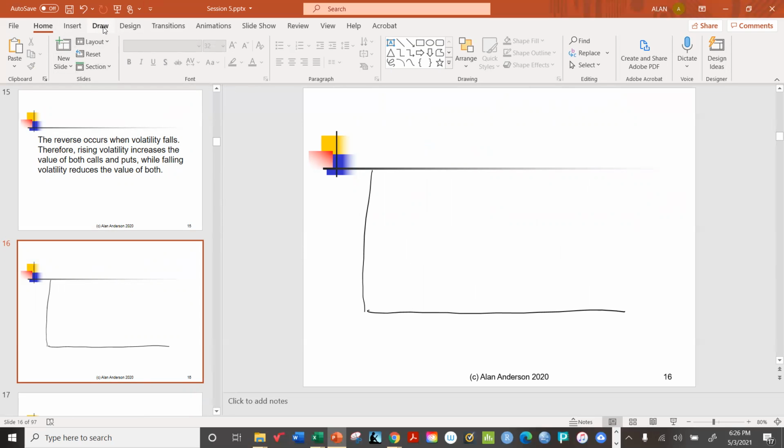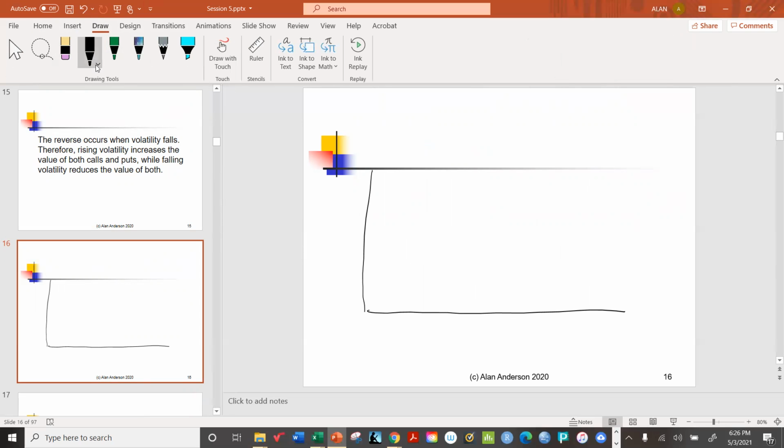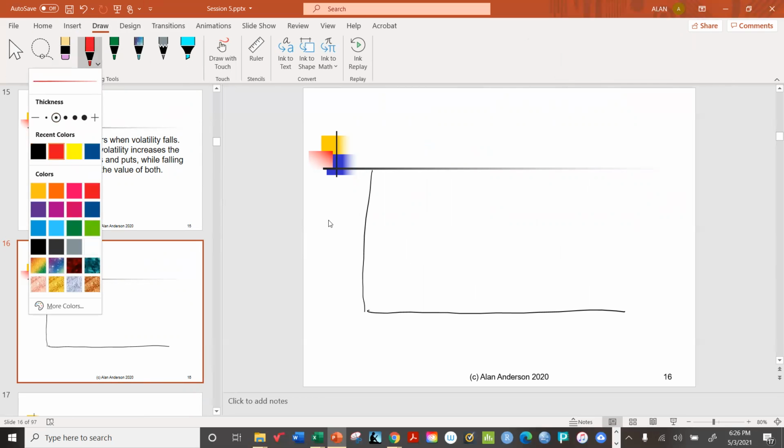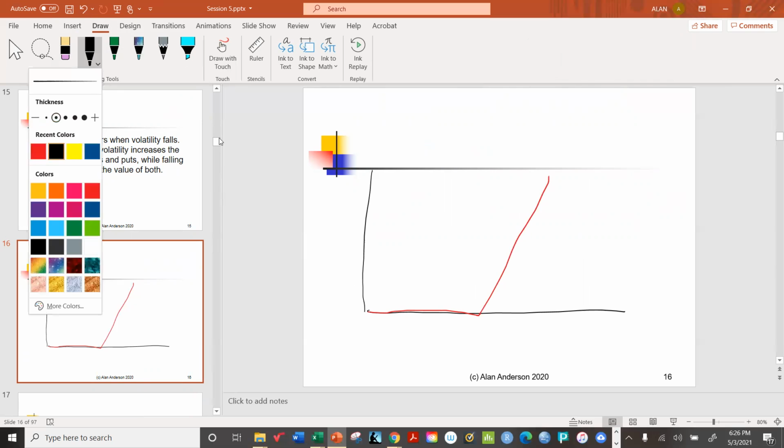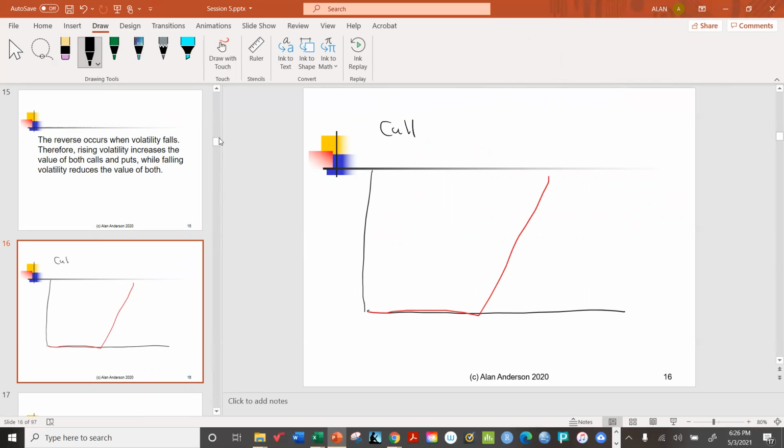Here's the payoff profile. I'll make that red. This is the call payoff. Now, if you have a stock that has very little volatility, let's say the returns are described by this curve.